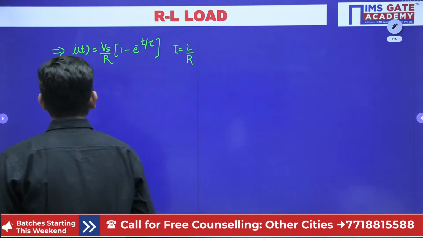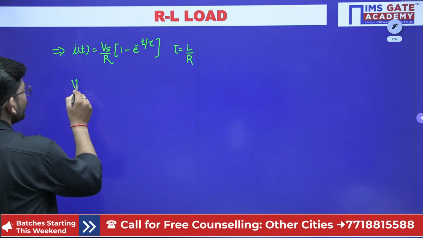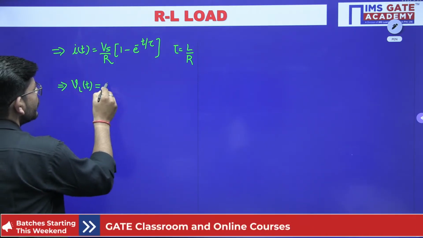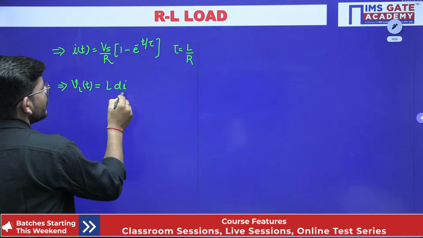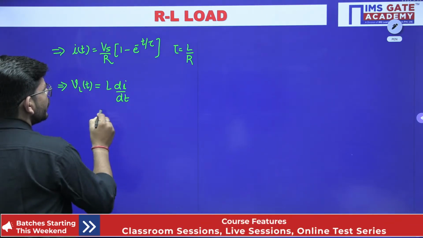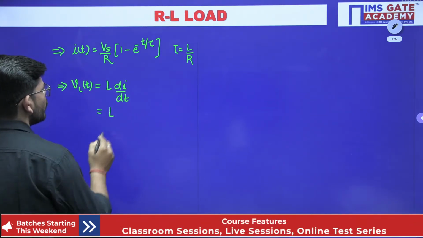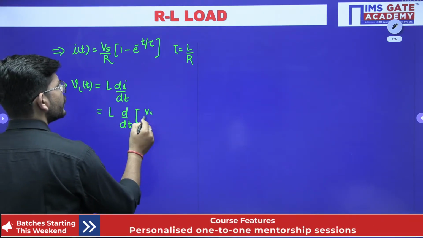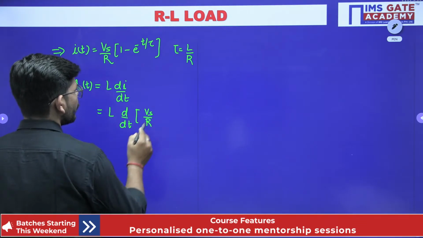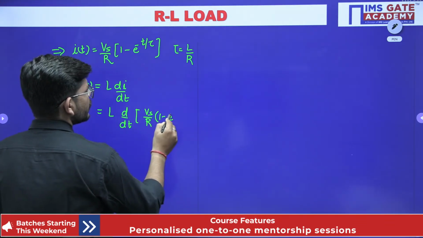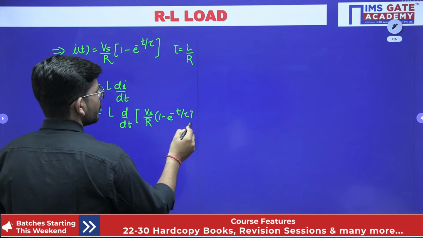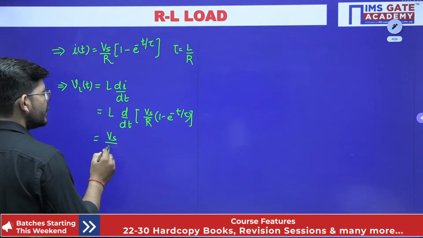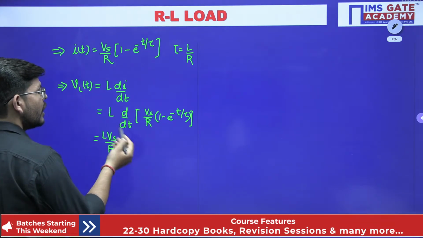Now what will be the inductor voltage? If I am going to calculate the inductor voltage right now, VL(t) will be equal to L di/dt. The expression for I I have already calculated. I have to differentiate this expression, so I am going to put the value of I here, which is this much.